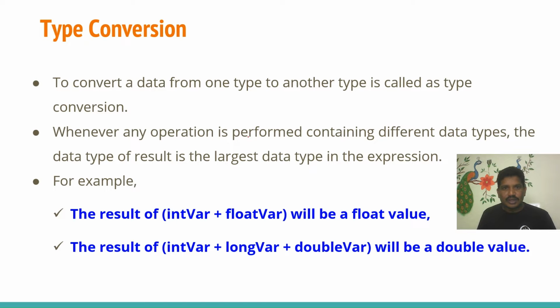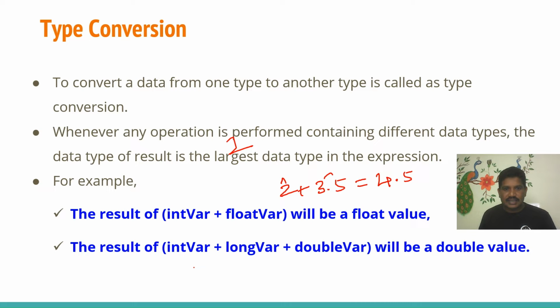For example, if you give 2 plus 3.5, then 2 is an integer, and 3.5 is called a float. Then what is the result? 4.5 is the result, because if an expression contains different data types, the result is the larger data type in the expression.